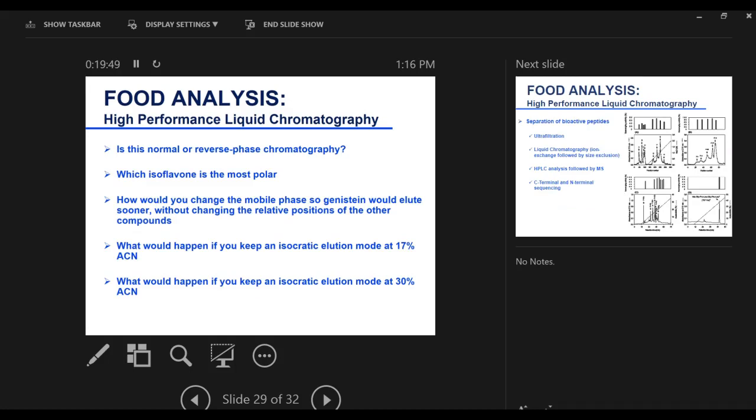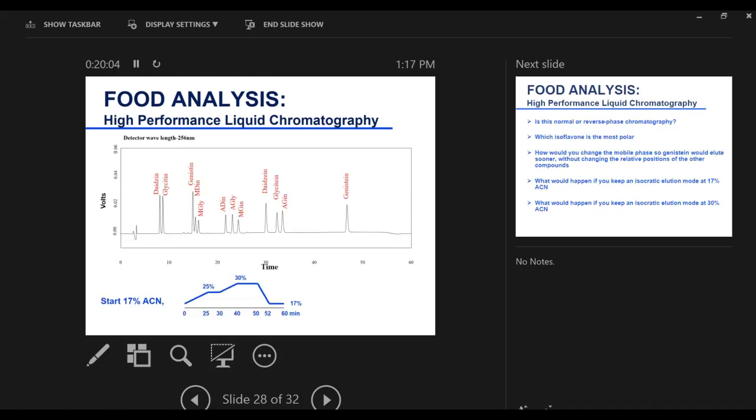What would happen if you keep an isocratic elution mode at 17%? That means you didn't increase your acetonitrile concentration over time. You started with 17% and you kept it at 17%. What happens? Sam? Aha. So my retention time is going to be much longer.